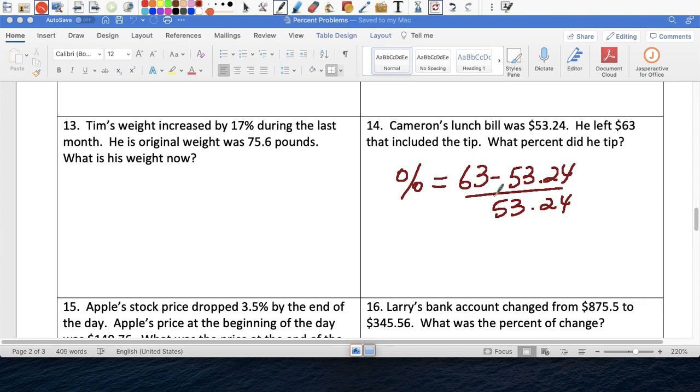63 minus 53, enter, divided by 53. You're going to get a decimal, equals 0.1886 something. Let's move the decimal 2 over. You get 18.87%. This is how much you left as a tip.